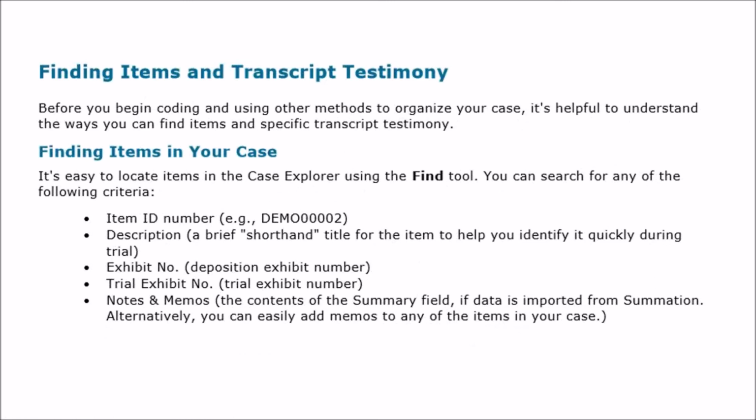You can search for any of the following criteria. If you know what the item number is, for example, DEM 0002, or a description, like a brief shorthand title for the item to help you identify it quickly, you can search for that. An exhibit number is searchable, trial exhibit numbers, notes and memos that are in the summary field about the various documents. If the data is imported from Summation, or you put it in yourself in the memo fields for the case, you can search for that as well.